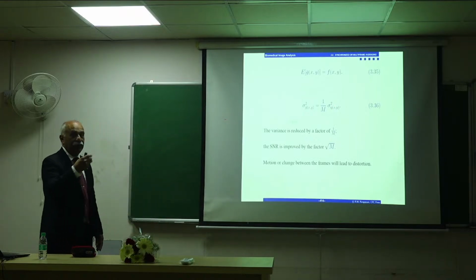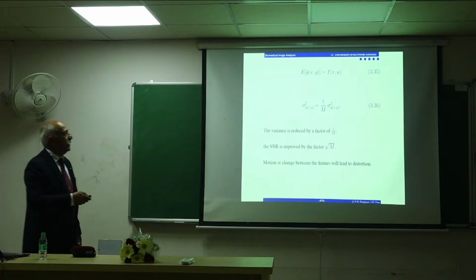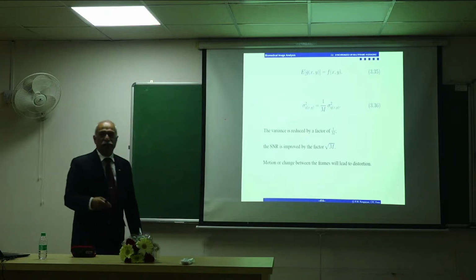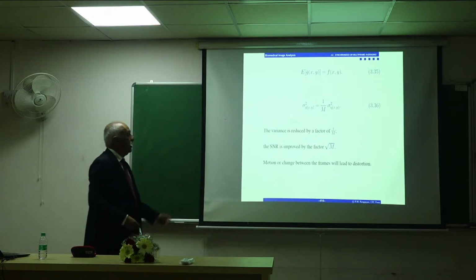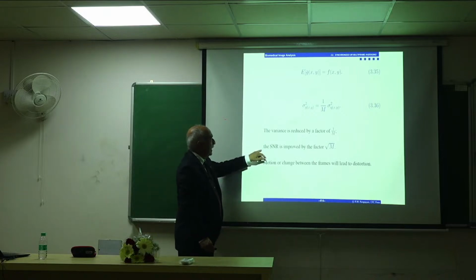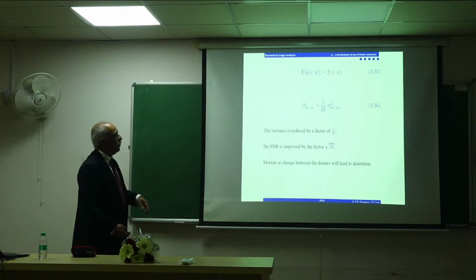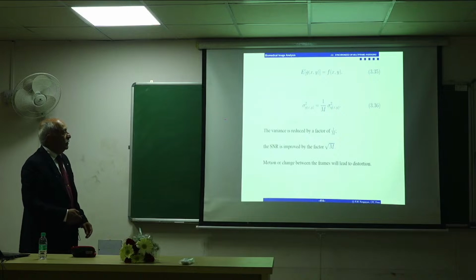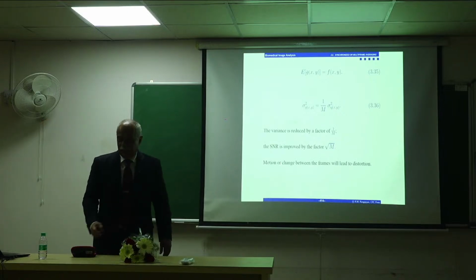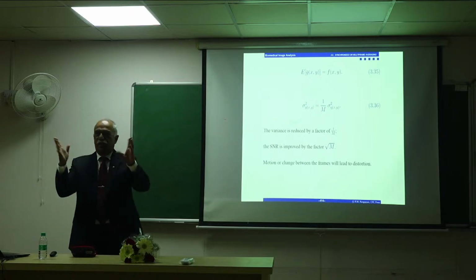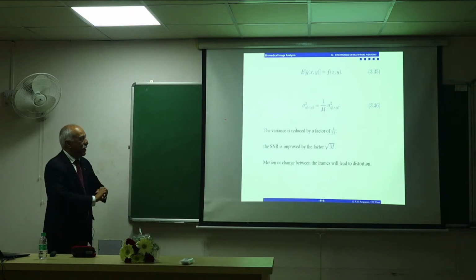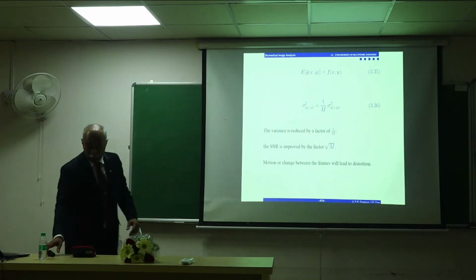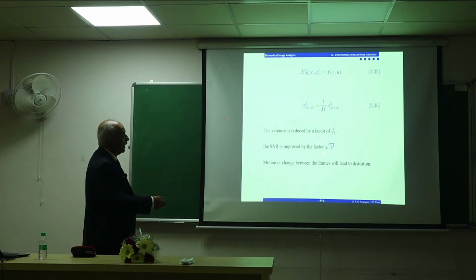So the variance of the observed image reduces with the number of images that you are acquiring and averaging. So the variance is reduced by a factor of M. The SNR is improved by a factor of square root of M, because you're using the variance here. So motion or change between the frames will lead to distortion. If somebody moves, then there is some blurring or something happens, which will cause distortion. But in the absence of that, you will get an improvement in SNR, signal to noise ratio, by a factor of square root of M.